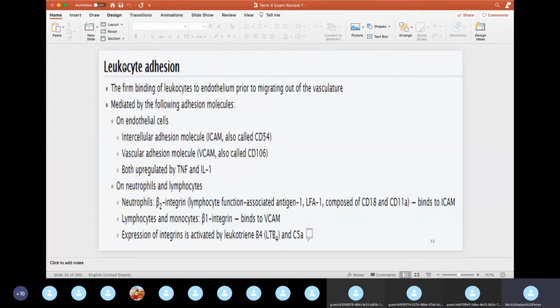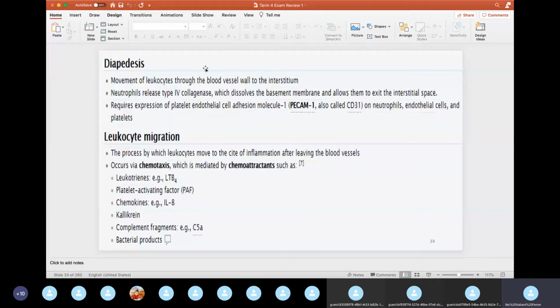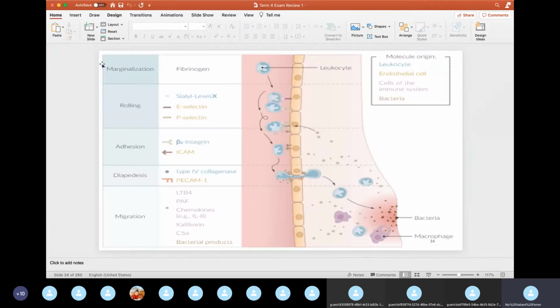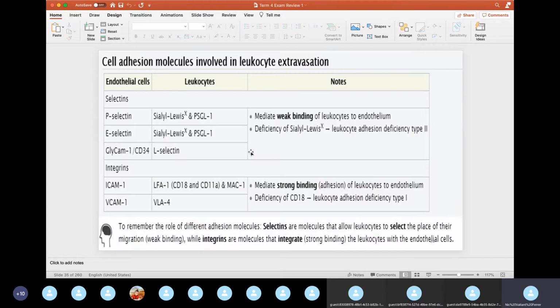So here it is again, a good summary slide. Highlight that one. High yield: diapedesis, highlight it, PECAM; leukocyte migration, chemoattractants, high yield. Put a star on this slide. Put a star on this slide also. So it separates the important receptors between your leukocytes and your endothelial cells. This is a high yield slide. Again, another one, if you like tables, like me, put a star here. It separates between endothelial cells and leukocytes and some notes, okay?